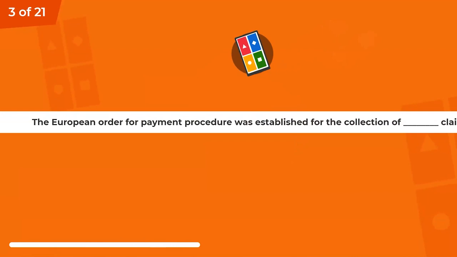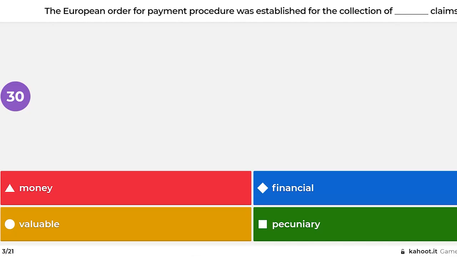The next question. The European Order for Payment Procedure was established for the collection of what type of claims? Money claims, financial claims, valuable claims, pecuniary claims. Which one is the correct form of the word? Be careful about the expressions that are used in English texts. So you have to be precise. They can mean the same thing, but specific words are generally used in these instruments.